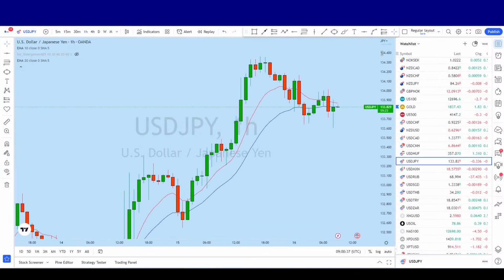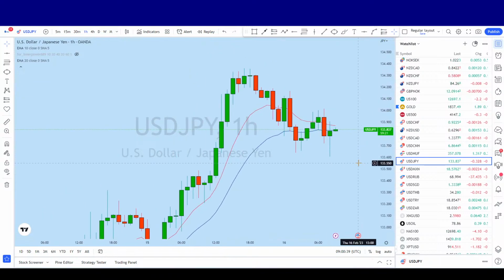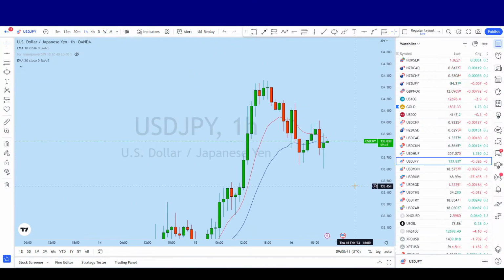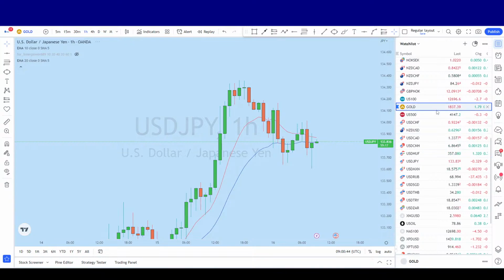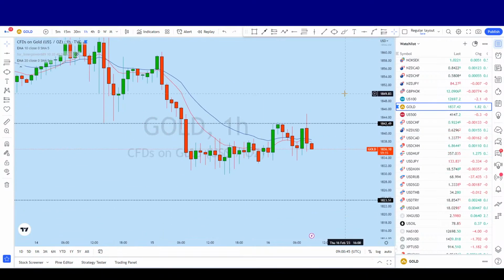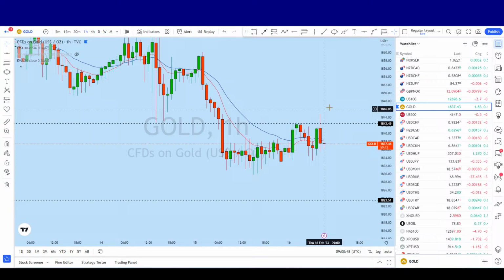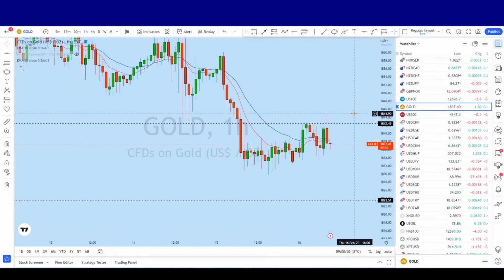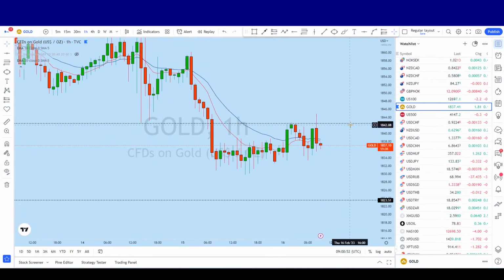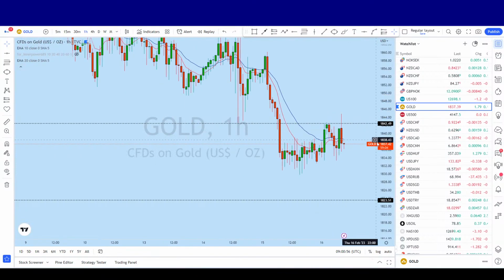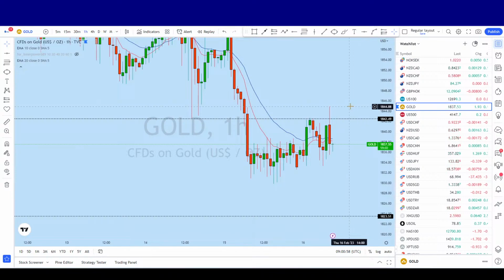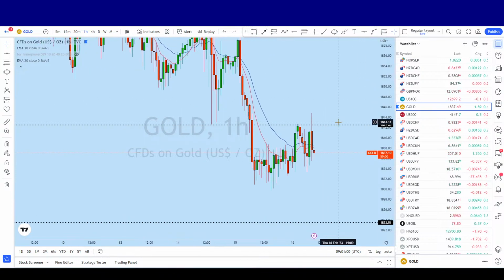So I see that just now dollar yen has a rejection from this resistance level. Also we see that gold has a strong liquidity grab from the top. It just hit our SL and then rejected to the downside, which is very unfortunate. But what we see is that it has penetrated to the upside.